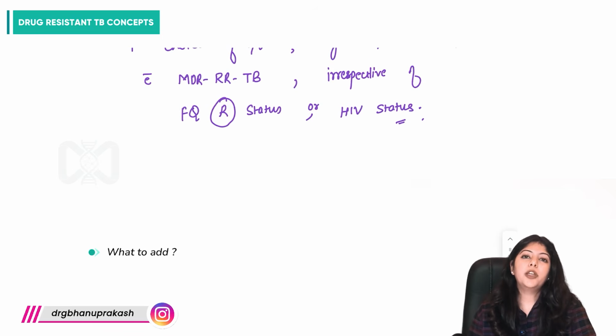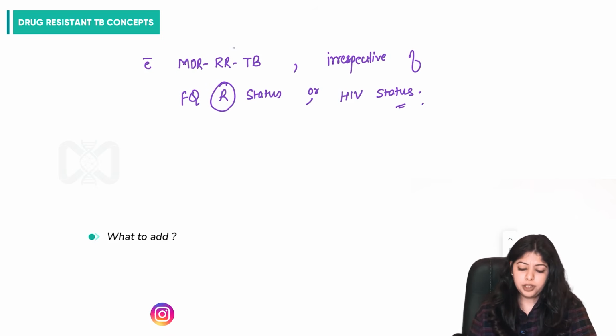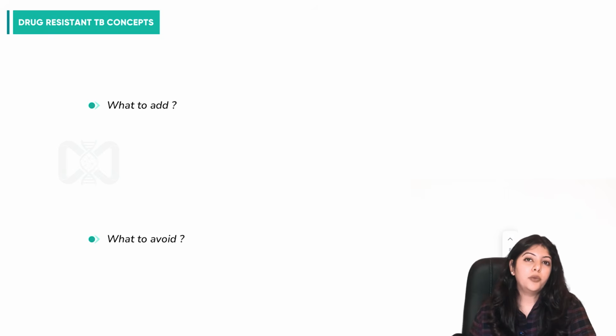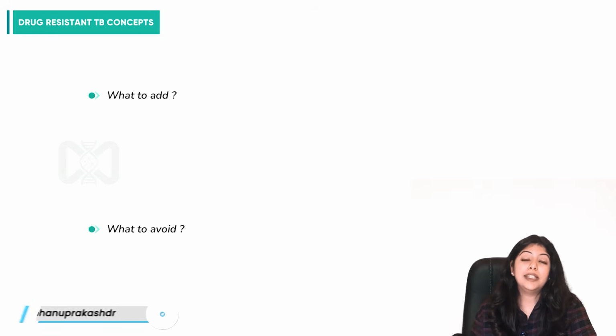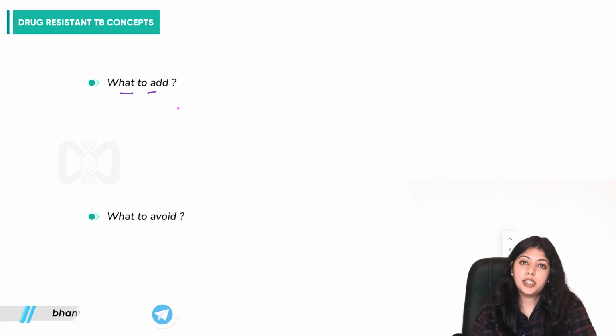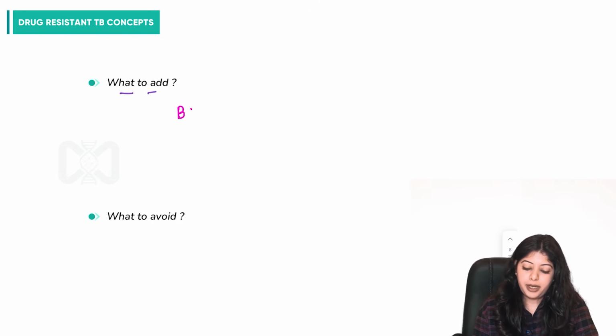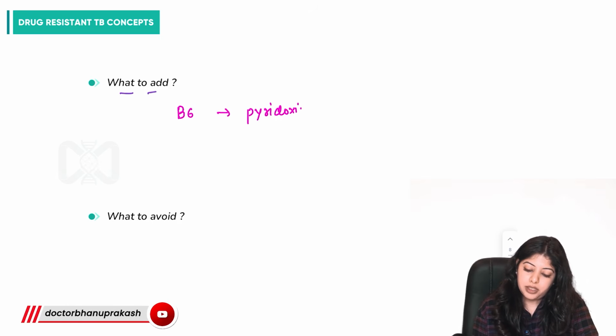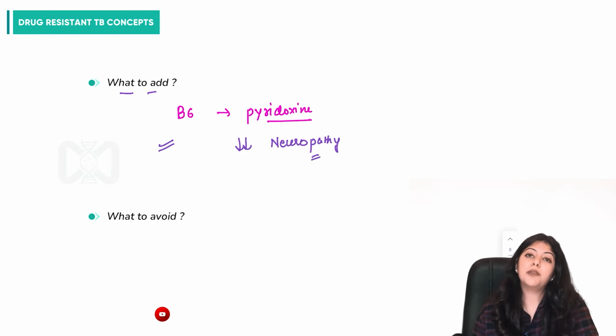So before talking about the regime itself, we first need to know what is to be added along with this treatment regime and what needs to be avoided alongside. So what are we adding? We all know for the patients who are on anti-TB drugs, they are given B6 or pyridoxine as supplement. Pyridoxine is given to reduce the incidence of neuropathy. So pyridoxine has to be included. It is very, very important.